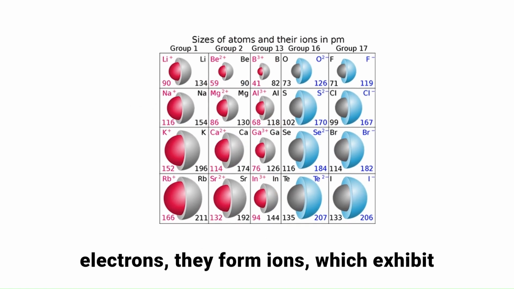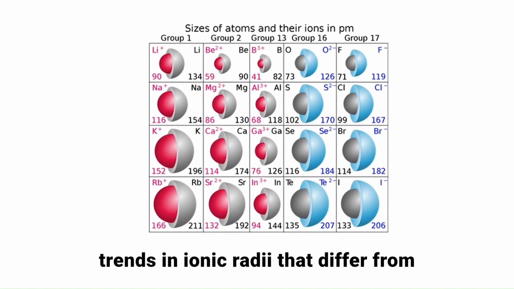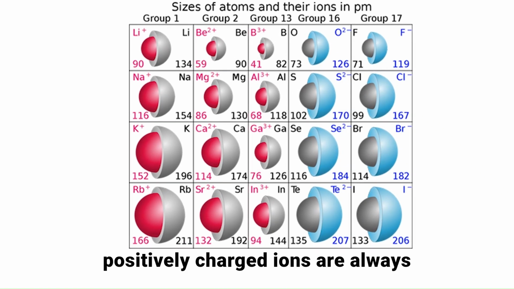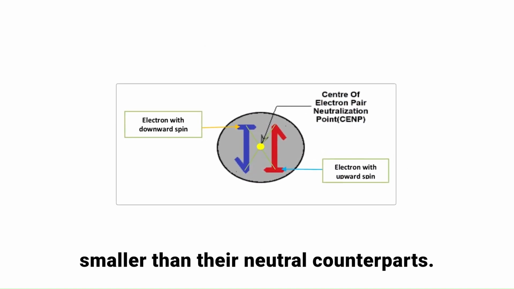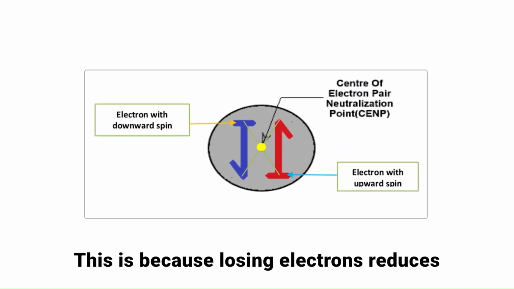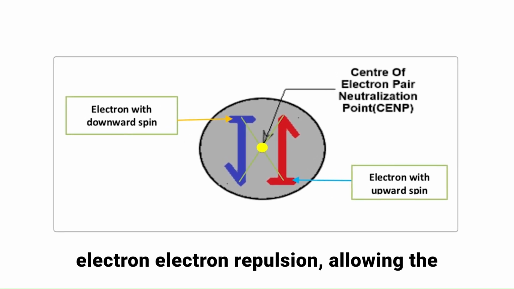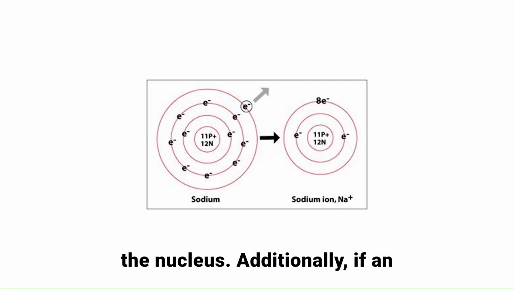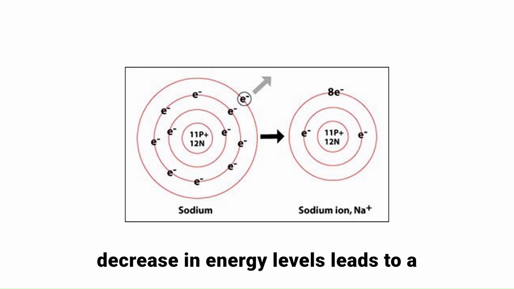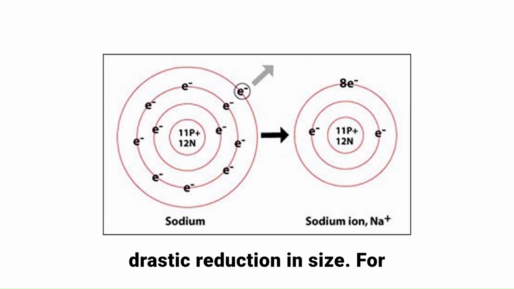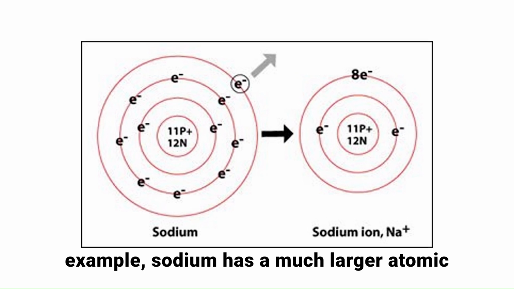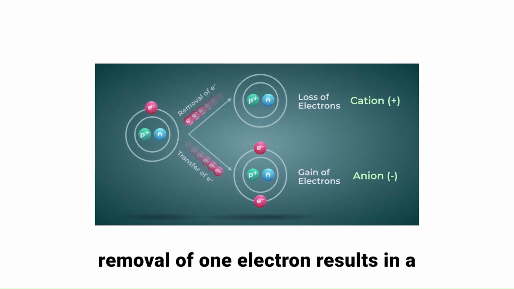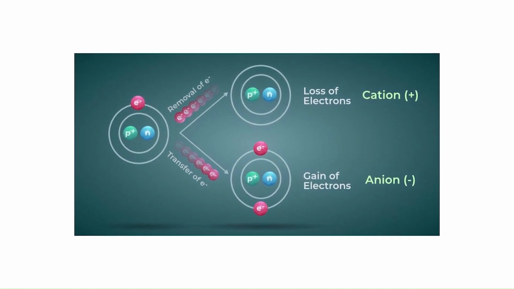When atoms lose or gain electrons, they form ions, which exhibit trends in ionic radii that differ from neutral atoms. Cations, or positively charged ions, are always smaller than their neutral counterparts. This is because losing electrons reduces electron-electron repulsion, allowing the remaining electrons to be drawn closer to the nucleus. Additionally, if an entire outer shell is removed, the decrease in energy levels leads to a drastic reduction in size. For example, sodium has a much larger atomic radius than its Na+ ion because the removal of one electron results in a stable, smaller configuration.